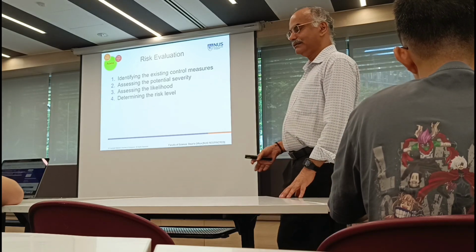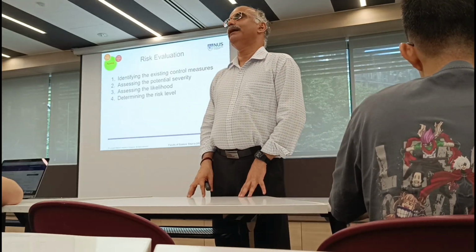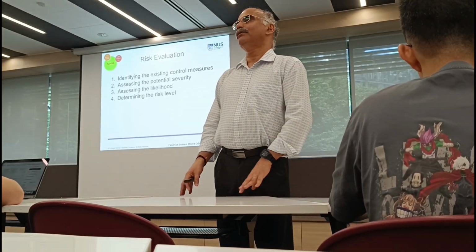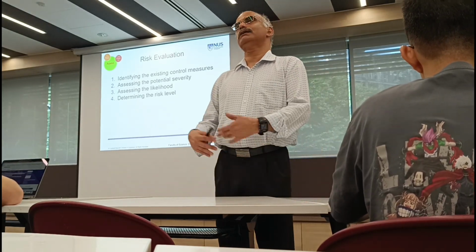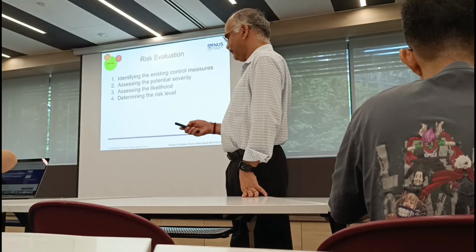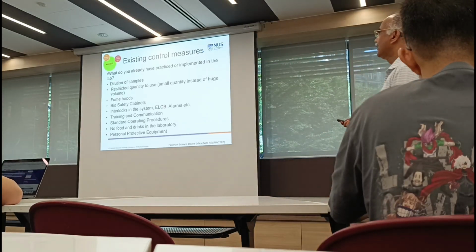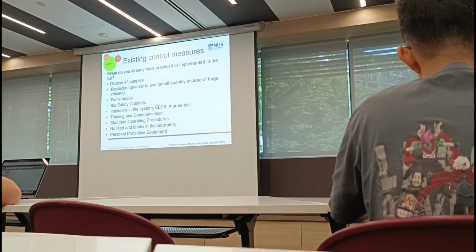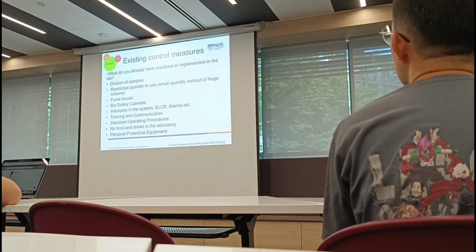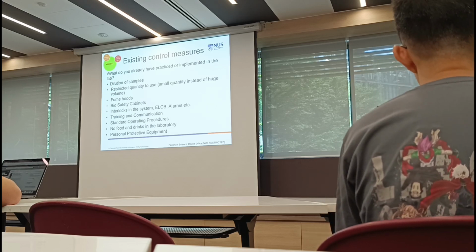As a general rule, if the risk is 3 or above, or 4 or above, then you should not be doing that reaction. You should have additional control, etc. Right? Anyway, we will come to that chapter. Existing control measures: what do you already have practiced or implemented in the lab? Usually all the reactions you do are relatively safe. Yeah? There will be sufficient control in the lab to handle the hazard. Right? Dilution of sample, restricted quantity to use.